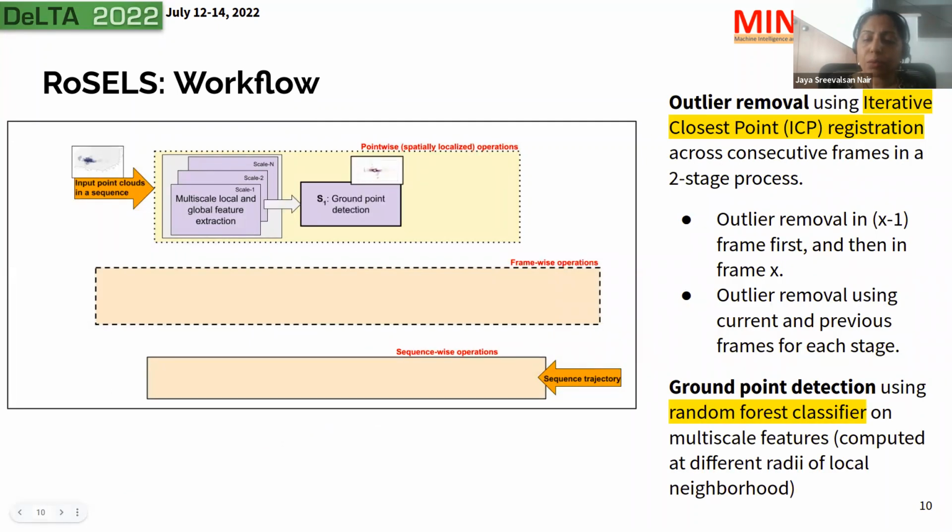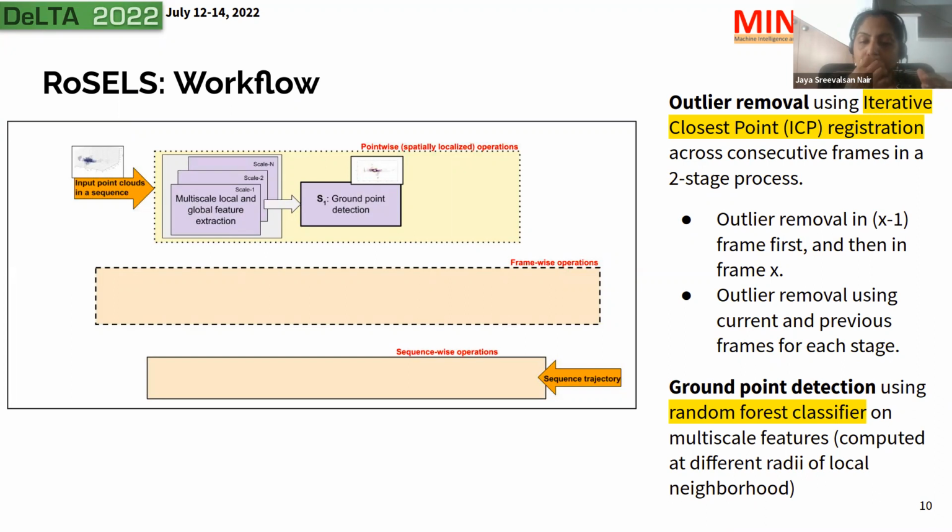We first remove outliers in S1, that is the ground point detection. For outlier removal, we use a widely used method called the iterative closest point (ICP) registration. The idea here is we use the temporal locality to check the persistence of a point across consecutive time frames and retain them for further analysis only if they persist.